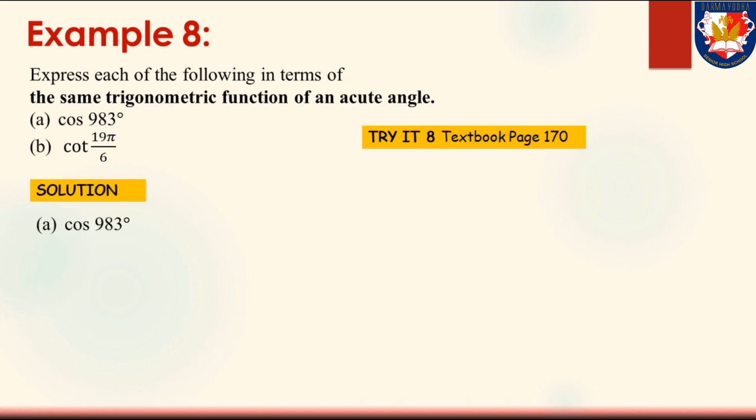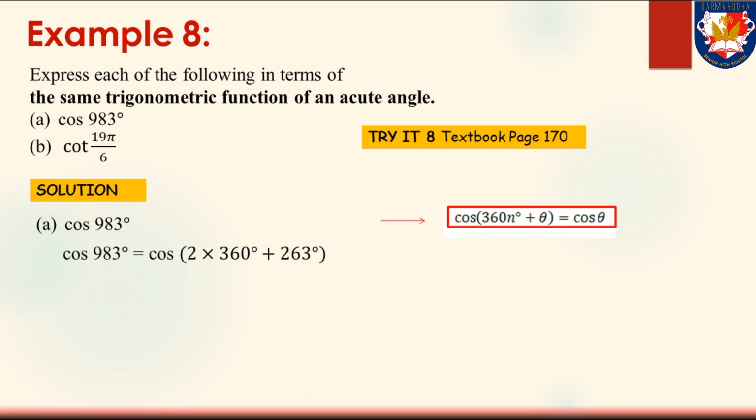Part A, cosine 983 degree. The angle 983 degree is greater than 360 degree. Cosine of 360n degree plus theta equals cosine theta. Modify: cosine 983 degree equals cosine of 2 times 360 degree plus 263 degree. So from here, we will obtain cosine 263 degree.